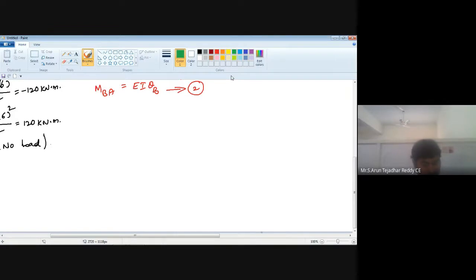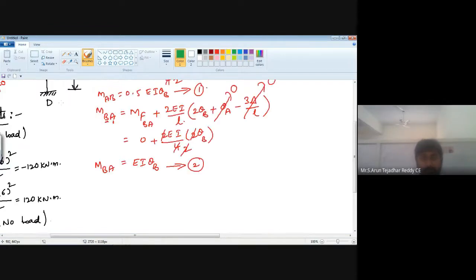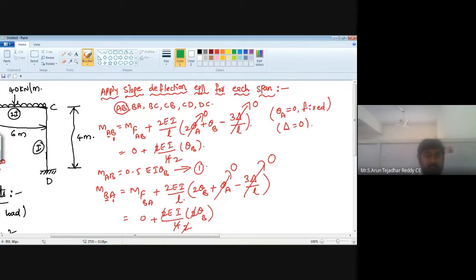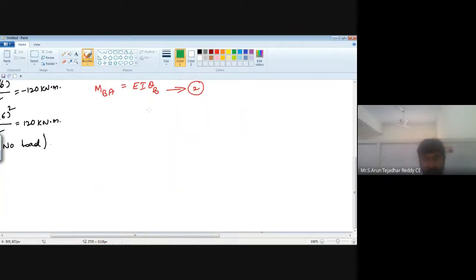Now, what about the next span? See here, AB is completed, BA also completed. Next is BC. MBC, what is the formula? Fixed end moment span BC, so MFBC plus 2EI by L into first term is B, so twice theta B, plus second term is C, so theta C minus 3 delta by L.